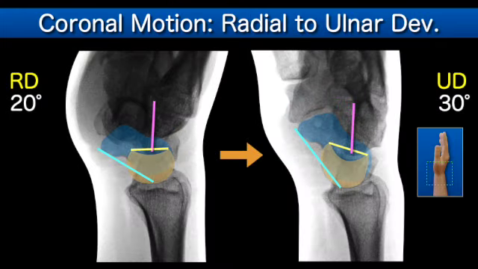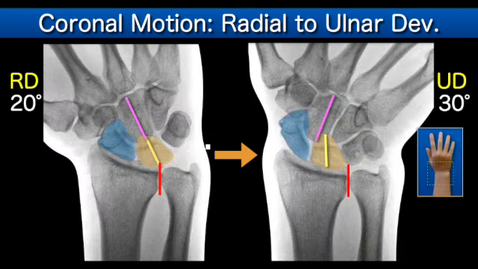During 50 degrees of coronal motion from radial to ulnar deviation, both the scaphoid and the lunate dorsally rotate about 25 degrees on the sagittal plane and radially translate 8 mm on the coronal plane. To obtain a total of 50 degrees of coronal wrist motion, the lunate rotates 25 degrees to the radius and the capitate rotates 25 degrees to the lunate on the coronal plane.